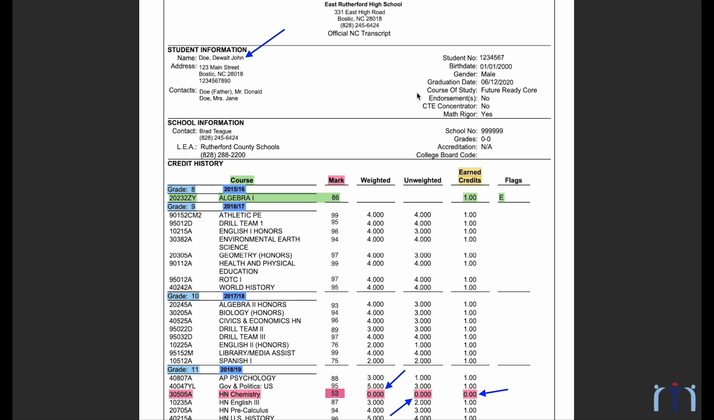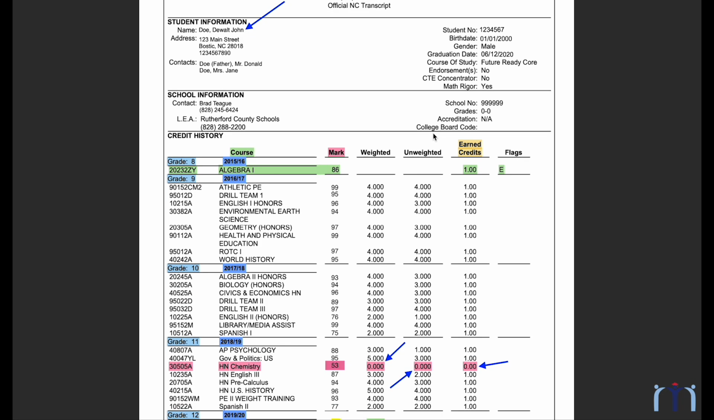On the right hand side of the column, you will notice the student number, the birth date, the gender, and their projected graduation date. The course of study, the endorsements, the CTE concentrator, and the math rigor are all things that you don't necessarily need as a mentor, but things that are important or beneficial to those at the administrative level.